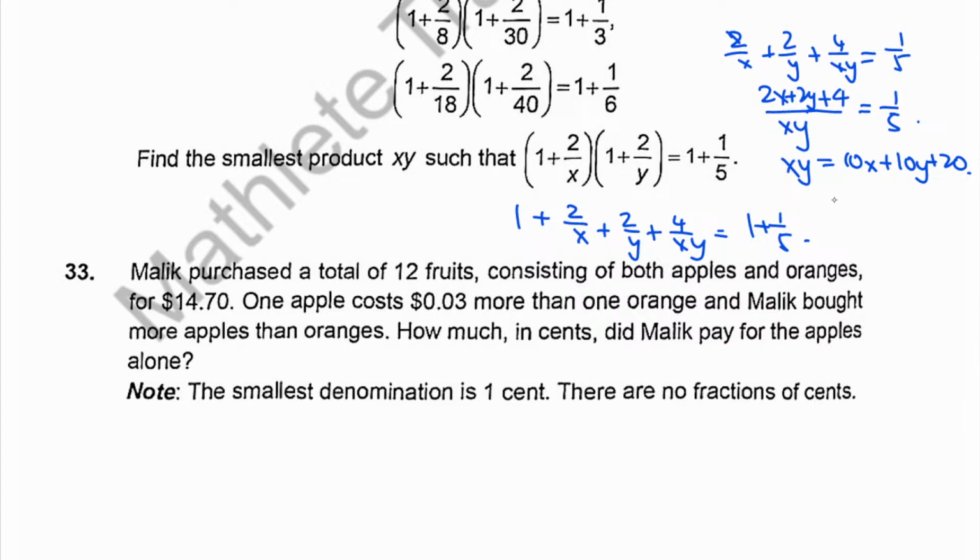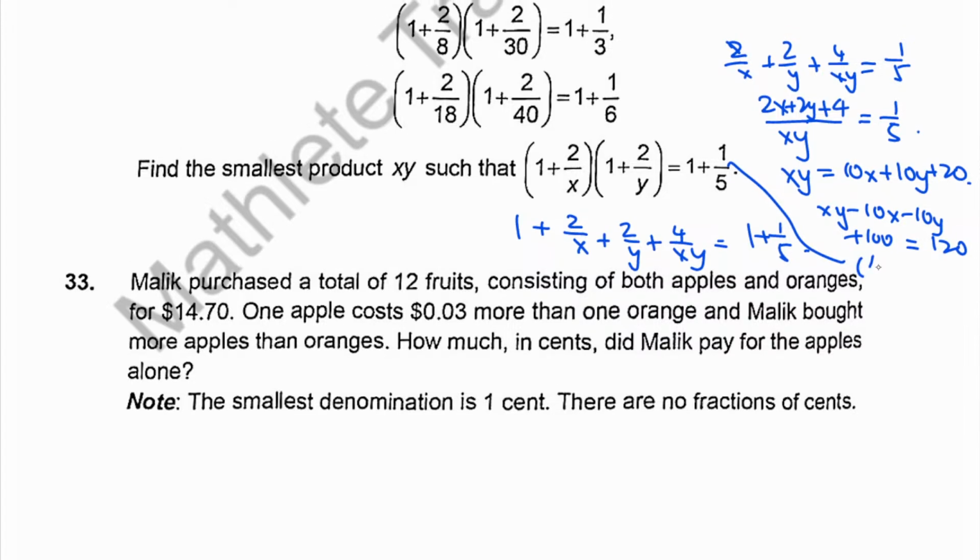Okay, so xy minus 10x minus 10y plus 100 is equal to 120. So x minus 10, y minus 10 will give you 120. Okay, so this is just a very common factorization trick to use. Let me just check that I've done everything correctly so far. Yes, okay, this seems okay.